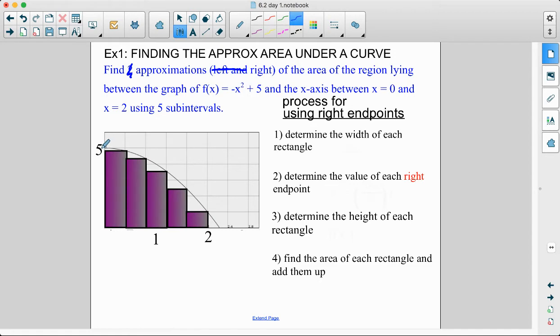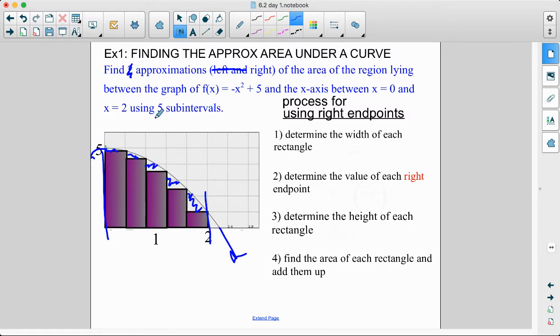squared plus 5, and I've got part of that graph here. It's this curve. This obviously goes down more, and then over here would eventually curve down later. Between x equals 0, which is this line, and x equals 2, which is this line, and the x-axis. So just this region that's kind of filled with rectangles, but we would really like the area including all of this empty space too. But we're just going to approximate it using those 5 rectangles.